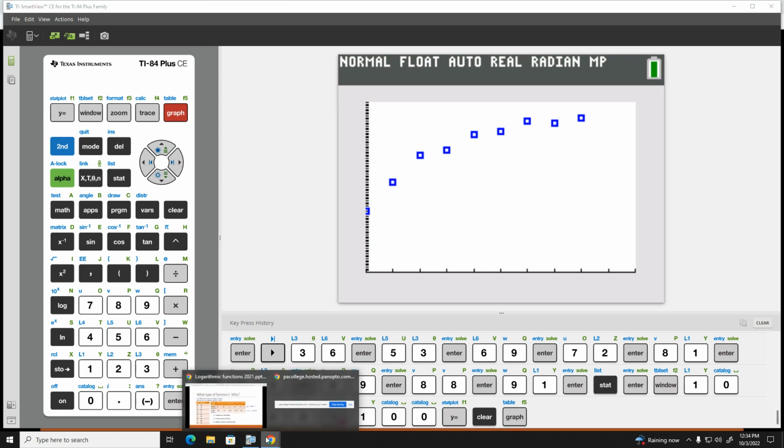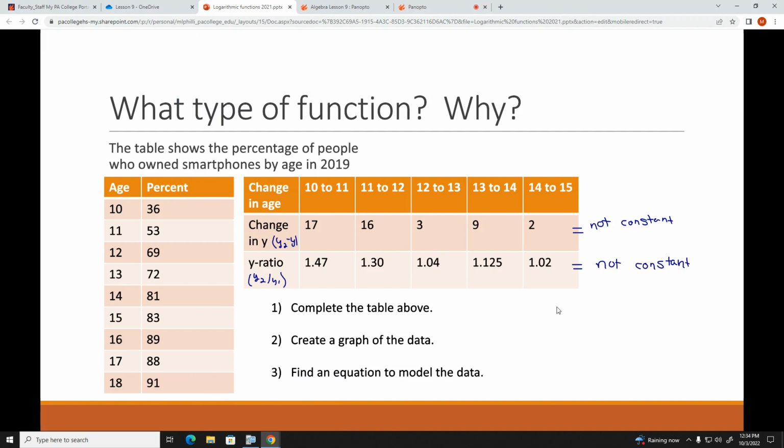So I'm going to attempt to draw this in my PowerPoint. We went ages 10 to 20, 0 to 100%. They started about here, came up pretty steep, and then they kind of leveled off, but with a little up and down going on in there. So what type of function and why?